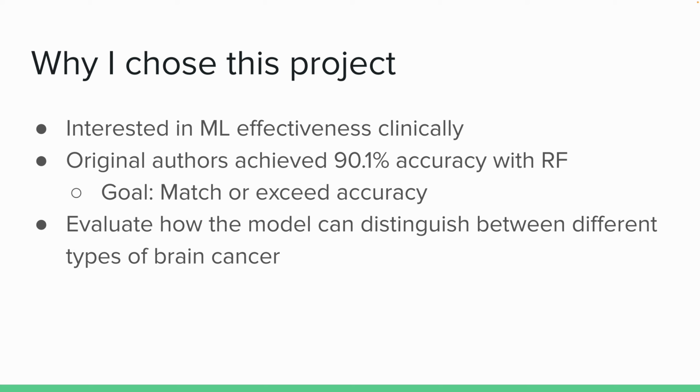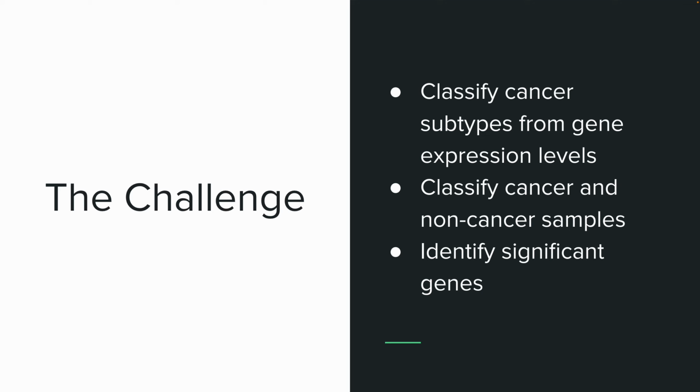distinguish between different types of brain cancer, and also if we can use the same model to distinguish between cancer versus normal tumor types. And so that is a challenge that I looked at solving, classifying those 5 pediatric brain cancer subtypes from gene expression levels that were captured from the original authors of this study, and then classify those cancer and non-cancer samples. And then if we can successfully distinguish between the different cancer subtypes, identify the significant genes so that we can expand future work to use those genes as biomarkers for immunotherapy.